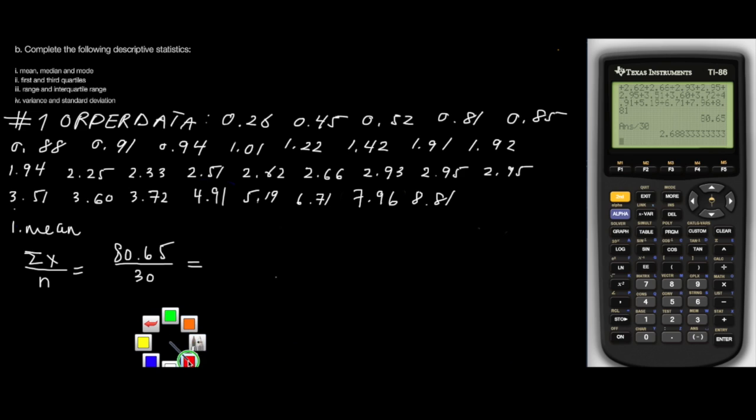And this gives us a total of 2.68. So that is our mean, which, because this is a sample, can also be written as x bar. Okay? So the second thing we want is the median.